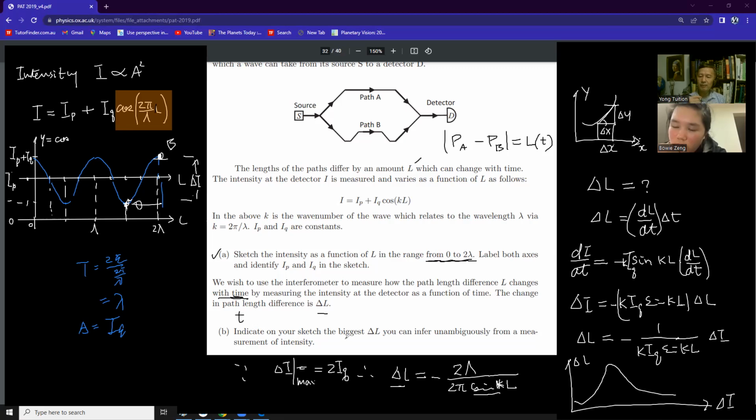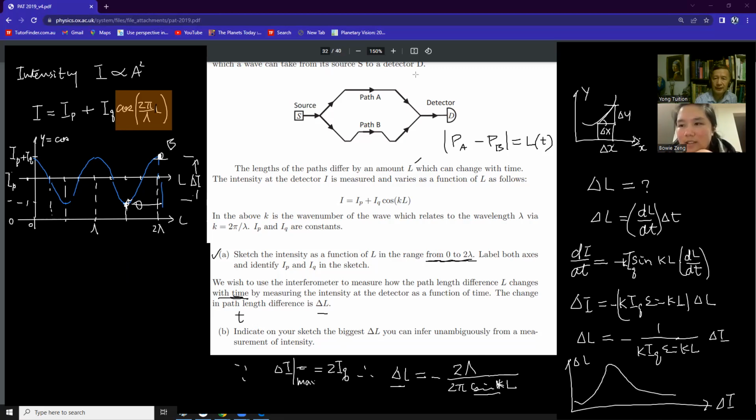They are looking for the biggest delta L, right? The biggest delta L, we can't achieve that, because if you let the sine function equal 0, that will be undefined. Can you see? That's a tricky question. Can you follow me?